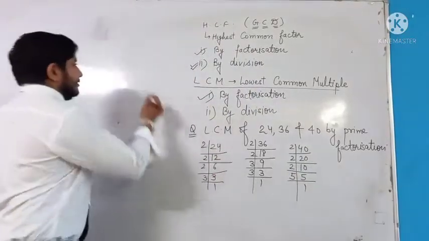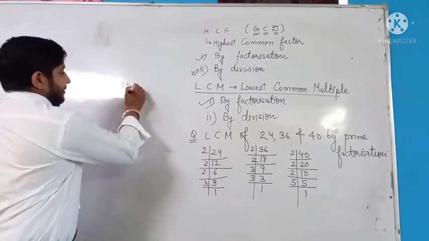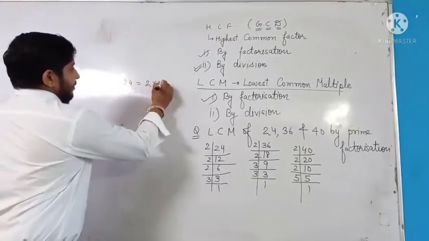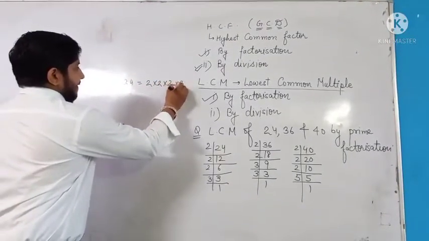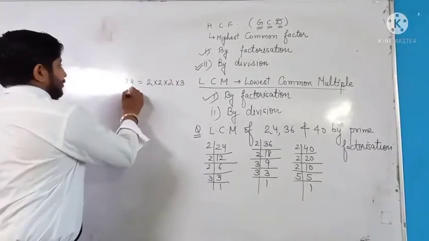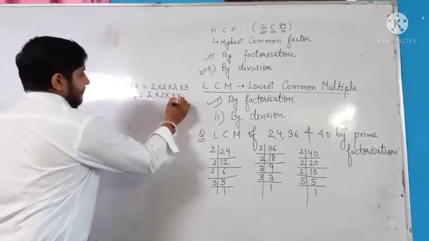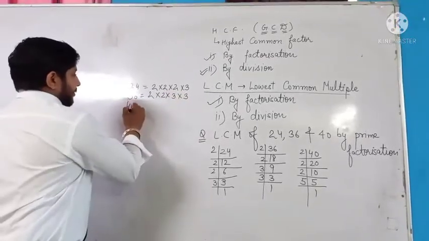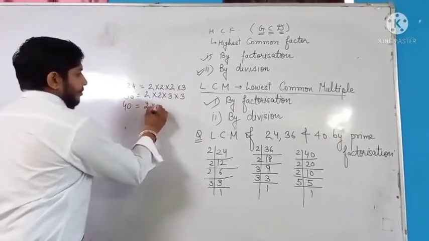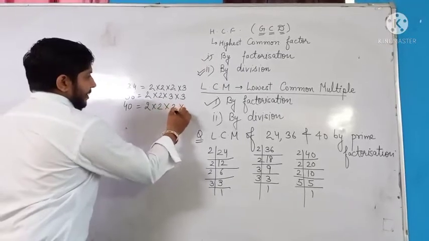Then write the factors. 24 factors: 2 into 2 into 2 into 3. Okay. Then 36 factors: 2 into 2 into 3 into 3. Then 40 factors: 2 into 2 into 2 into 5.